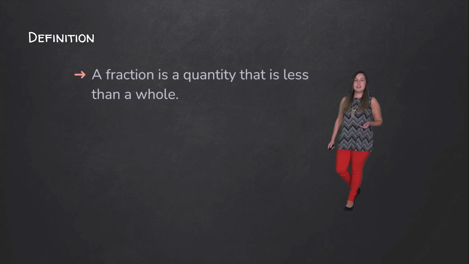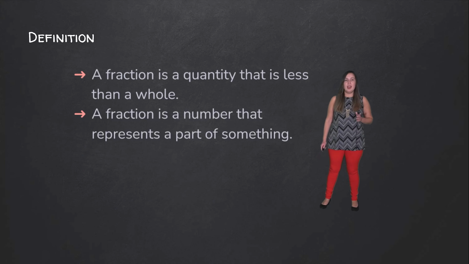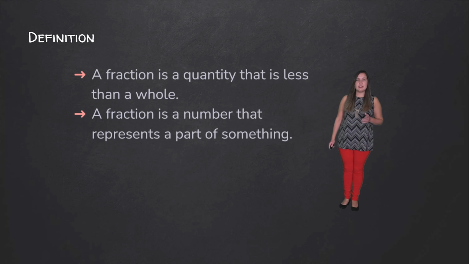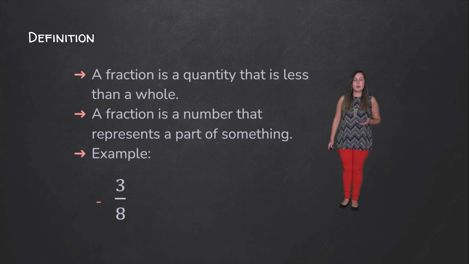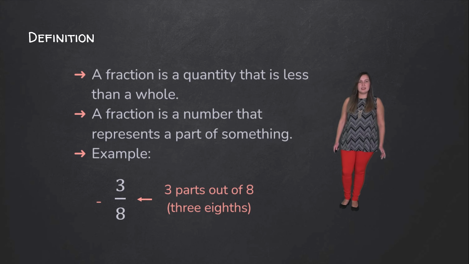So a fraction is a quantity that is less than a whole, meaning it is less than 1. A fraction is a number that represents a part of something. So for example, here we have 3 over 8, and that represents 3 parts out of 8 equal parts. And that can also be read as 3/8.